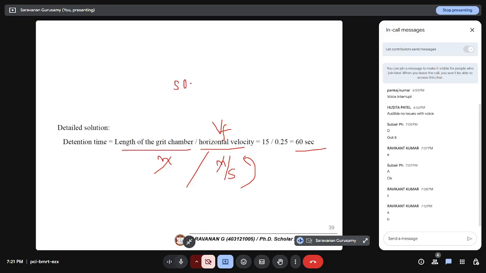Surface overflow rate will be equal to the flow velocity, because this is meter cube per day per meter square and this is meter per second. So if you cancel meter square, meter per day or meter per second, both are the same. Use this formula to find it. Detention time will be in seconds.